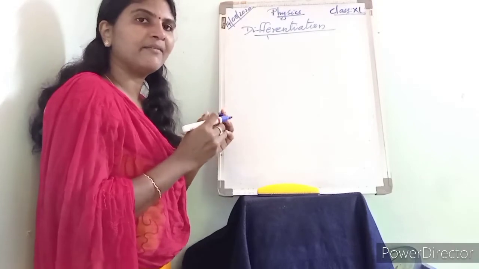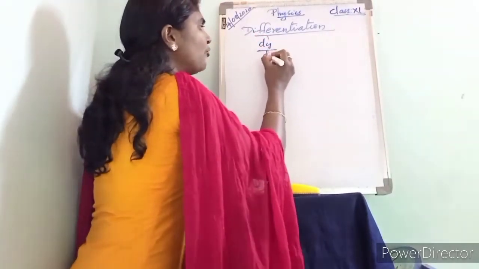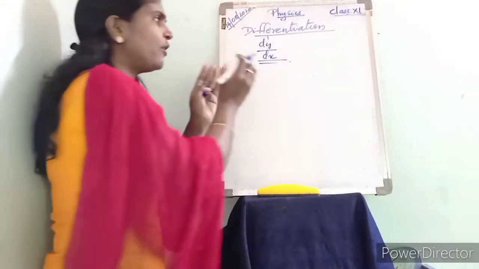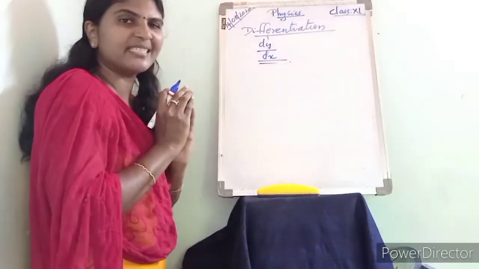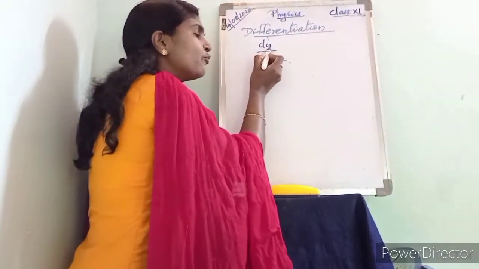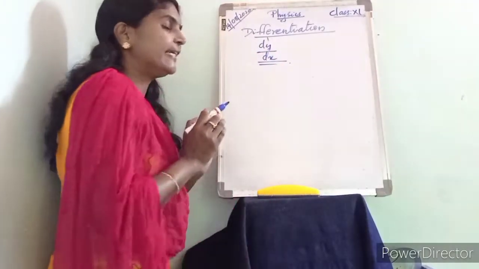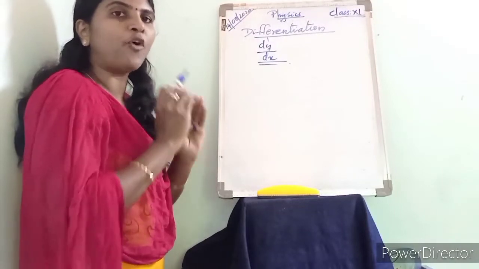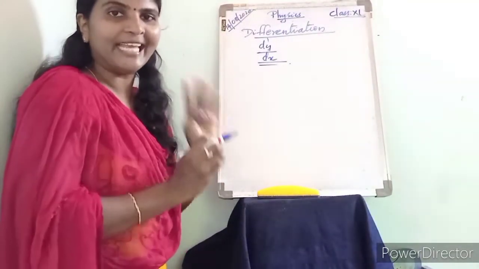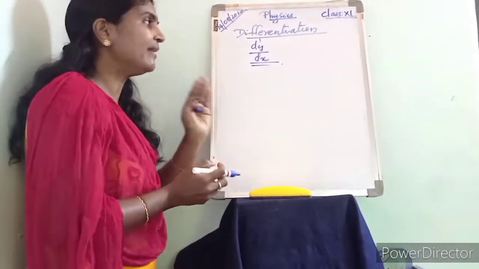Next, we can see how we can calculate dy by dx. All of you know what dy by dx is. Is it clear for you? What is dy by dx? It is the rate of change of y with respect to change in x. That is actually called dy by dx. Next, we are going to discuss how we can calculate dy divided by dx.